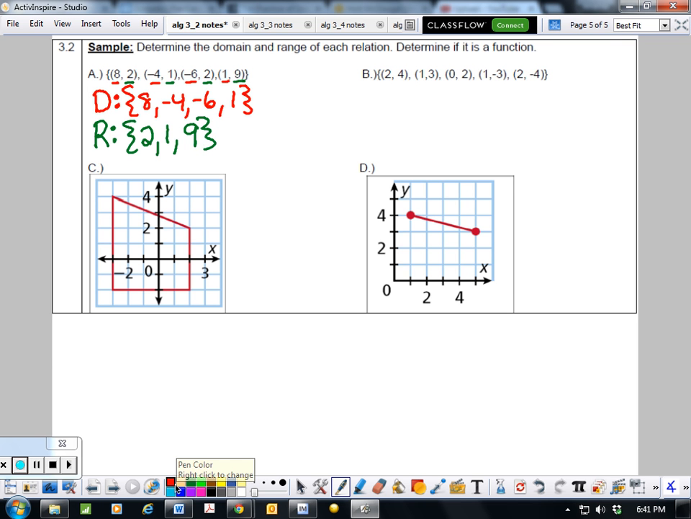Now to determine if it's a function with this set of ordered pairs, I'm looking for any x value that's listed twice. So when I'm looking, does any number pop up more than once? And I'm looking at only these red ones. So I've got 8, -4, -6, and 1. No number is listed twice on the x's. So this is a function.